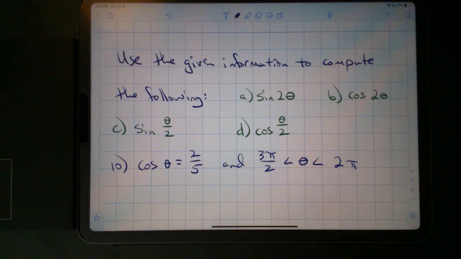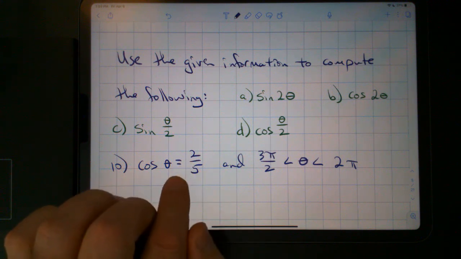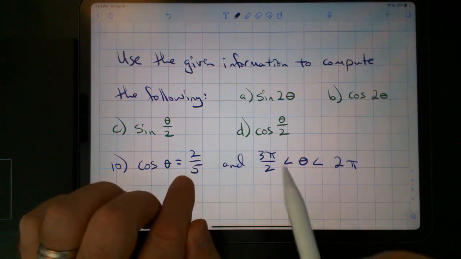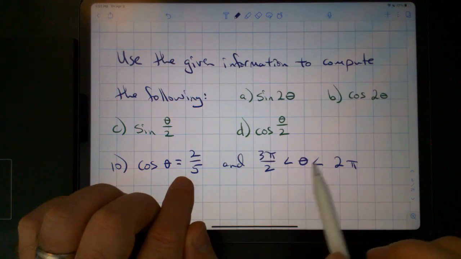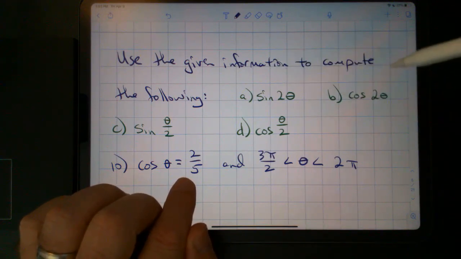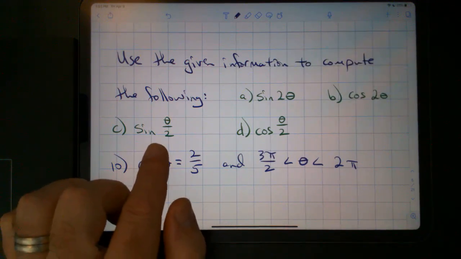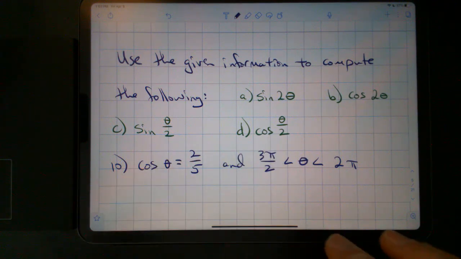Hello. So for here, we're going to use the given information to compute the following. So we're given cosine theta equals 2 over 5. We are in quadrant 4. We need to find sine of 2 theta, cosine 2 theta, sine theta over 2, and cosine theta over 2.